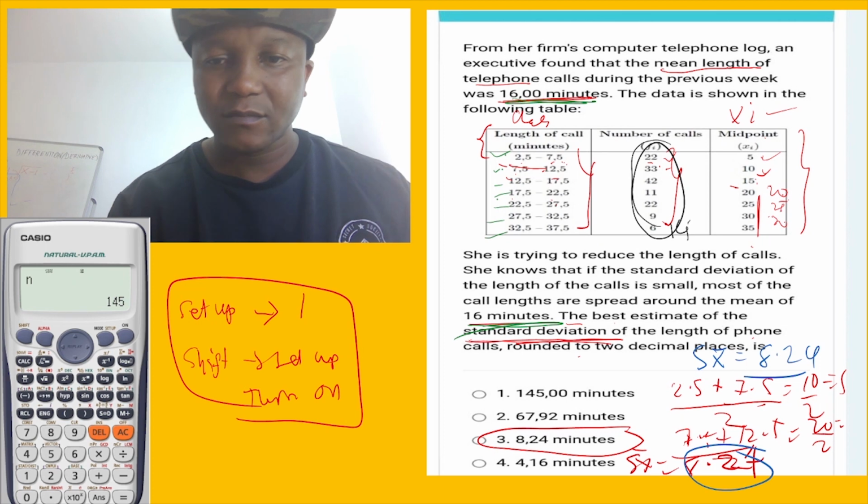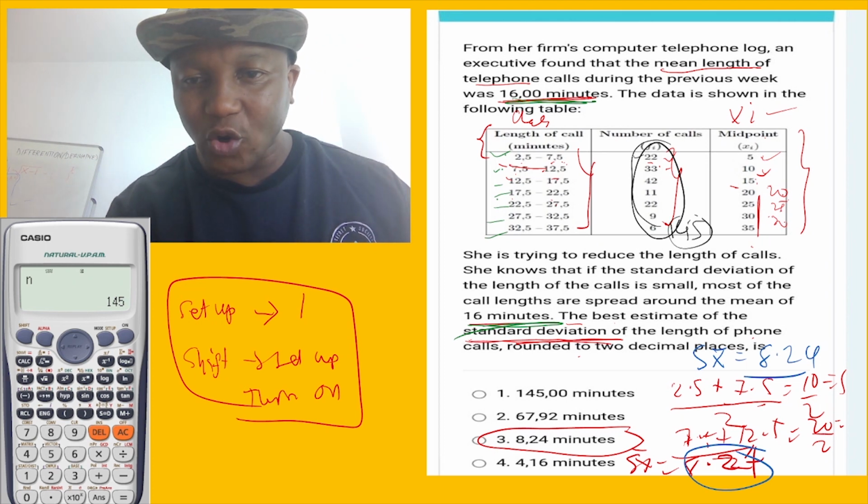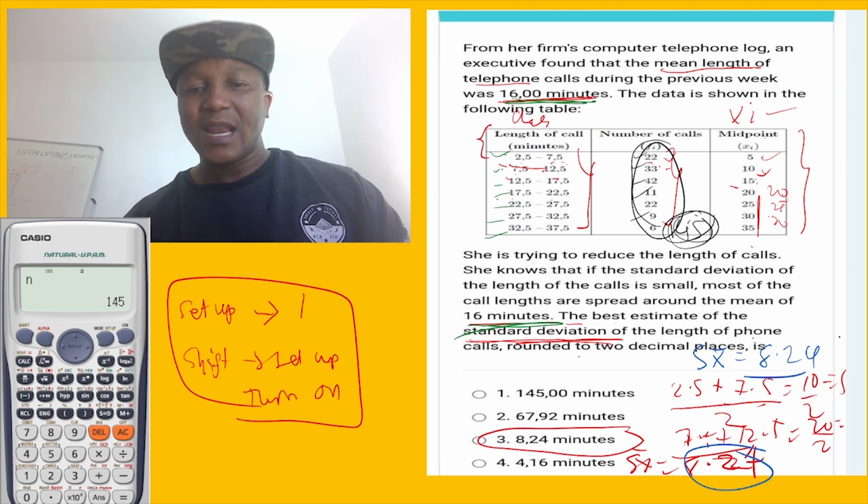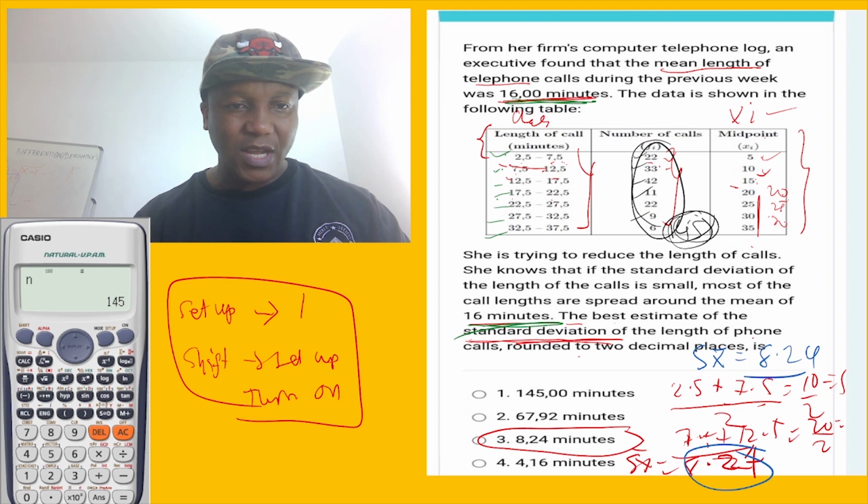Adding all of this is going to give us 145. The total, 22, 33, all of them, is going to give us 145. That's what they mean by number of frequencies, total frequency. Now let's go to the next question. We're done with that one. Let's go to the next question.